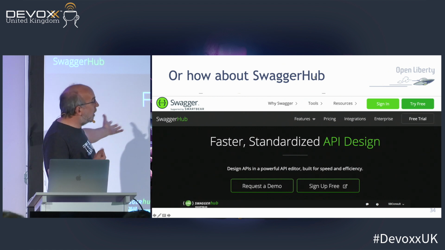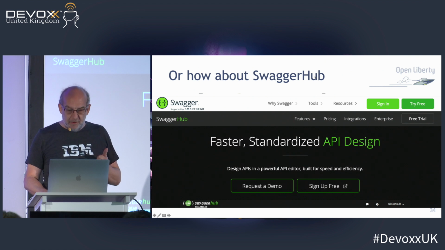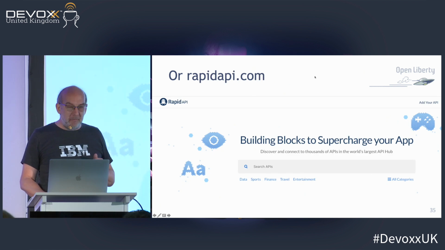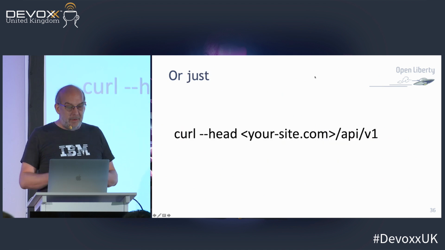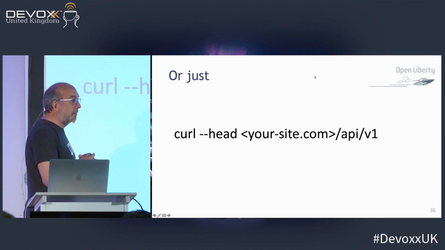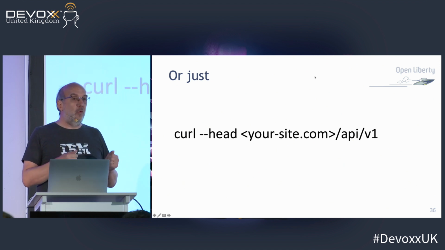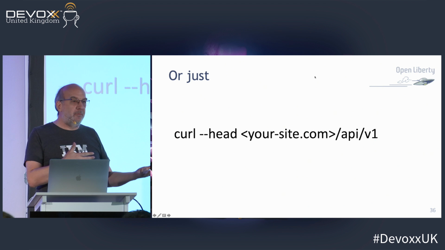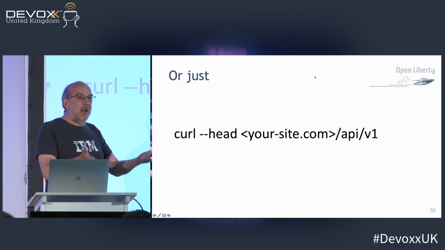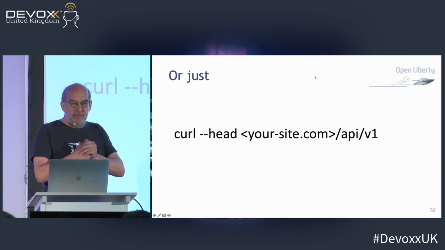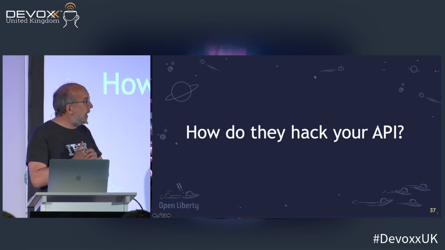Or I can go to SwaggerHub where you may have registered your API. Thanks very much. Or I may have gone here. You've done the same. You've told me what your API is. Or I might just try you and see if I get a response. All that has to happen is that you respond, or you publish your data, and now I've got an API endpoint. So what do I do next? How do they start hacking the API?